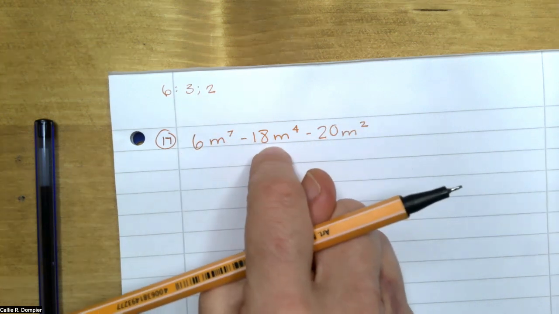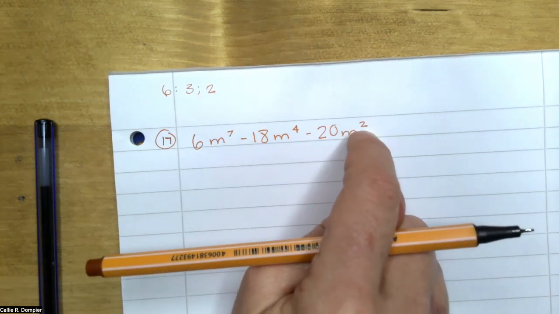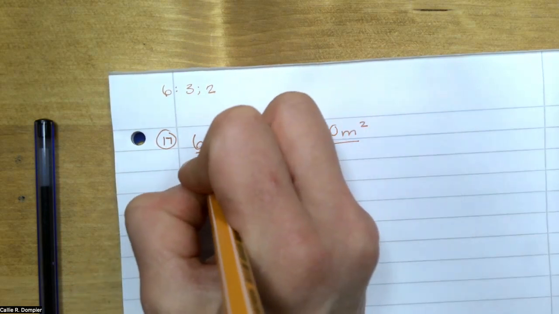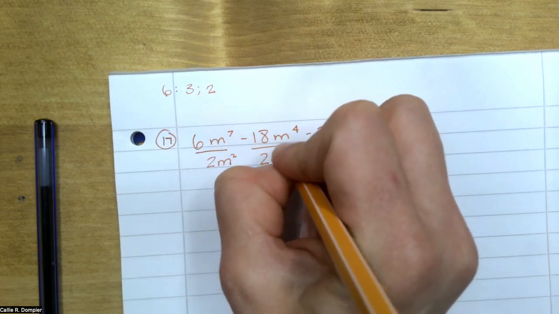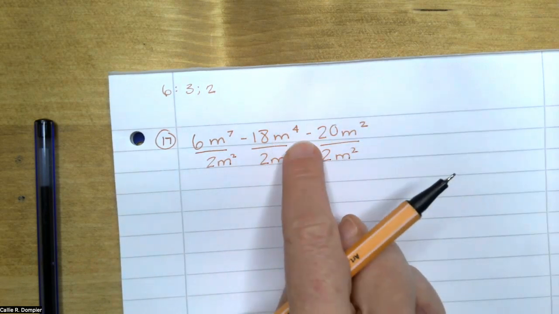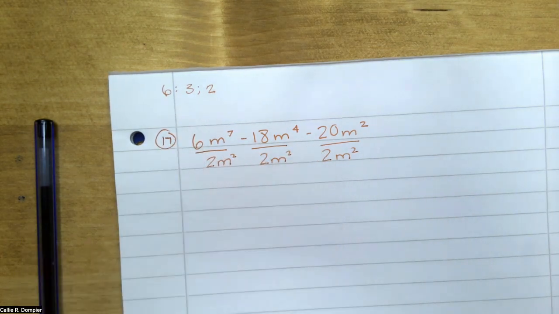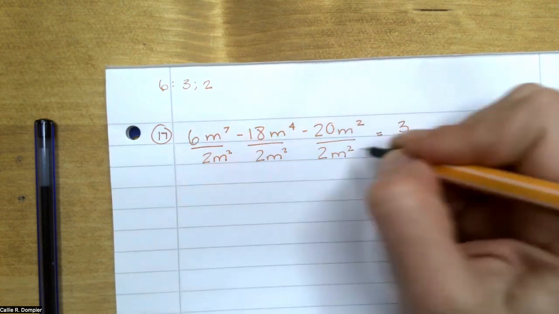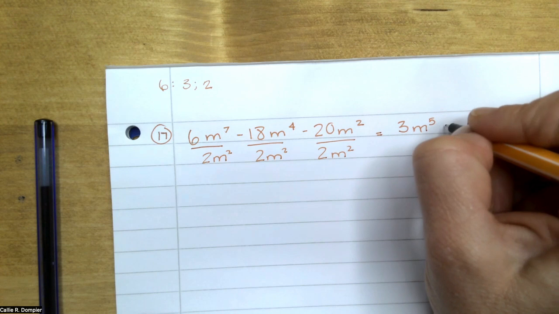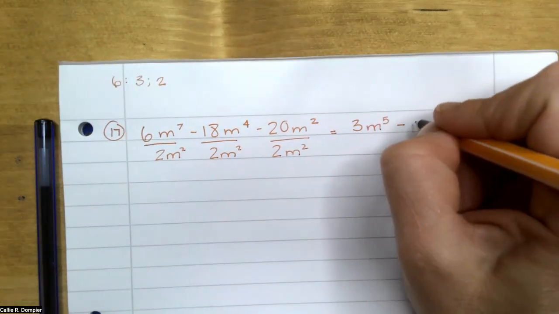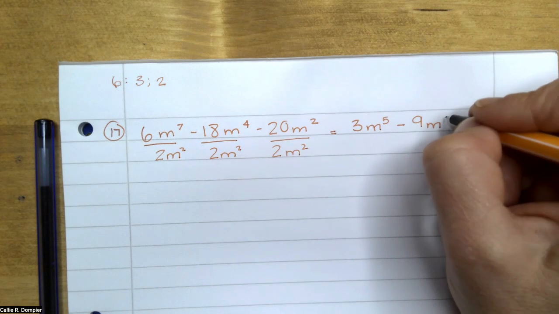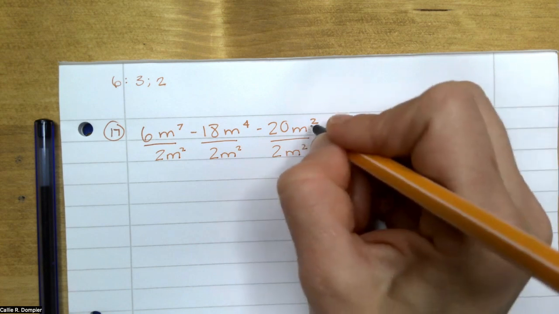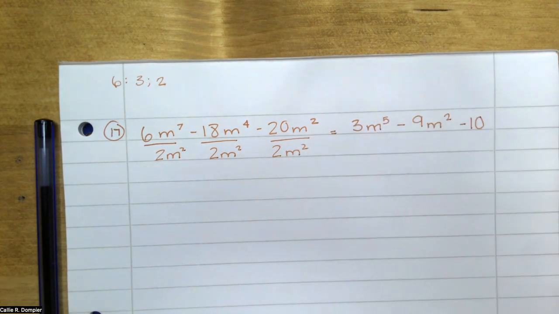I can divide 6 by 2, I can divide 18 by 2, and I can divide 20 by 2. And then I can take out an m squared, right? So my factor is going to be 2m squared. We talked about taking out a negative greatest common factor, but that's only if your leading term is negative. So 6 divided by 2 is 3, m to the seventh divided by m squared is m to the fifth, minus, keep that minus sign, 18 divided by 2 is 9, m to the fourth divided by m squared is m squared, and then negative 20 divided by 2 is negative 10, m squared divided by m squared gives you no m's.